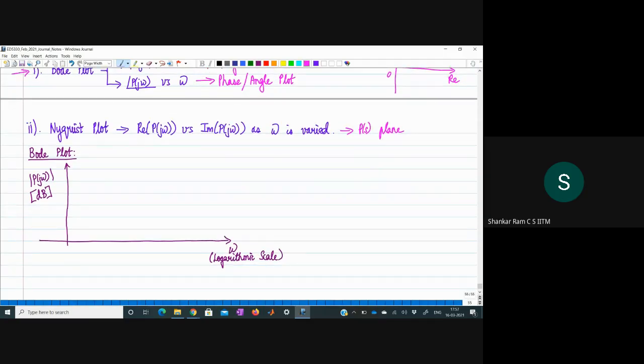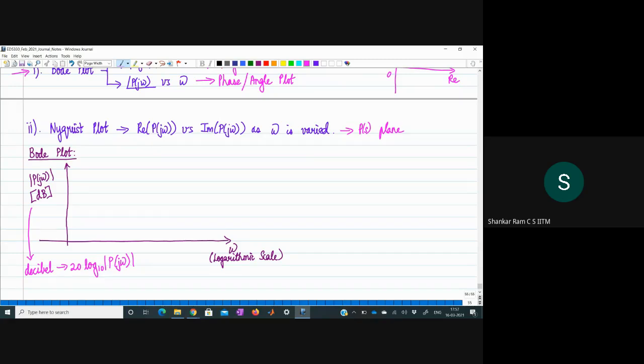So what is this decibel measure? This dB stands for decibel. How do we get this decibel measure? We essentially take the logarithm to the base 10 of the magnitude of P of j omega and multiply by 20. That's what we call a decibel measure. So the magnitude of P of j omega is going to be some real, positive value, right? We take the logarithm to the base 10 and then multiply it by 20 to get the decibel measure.